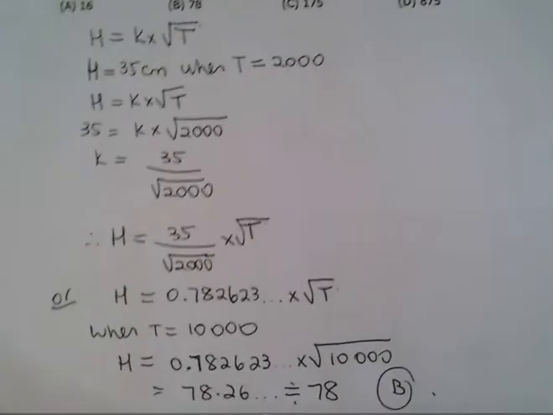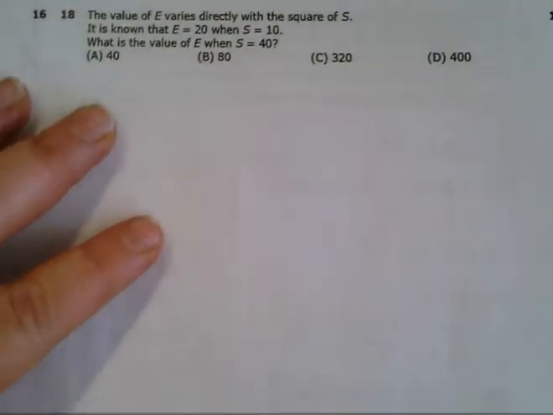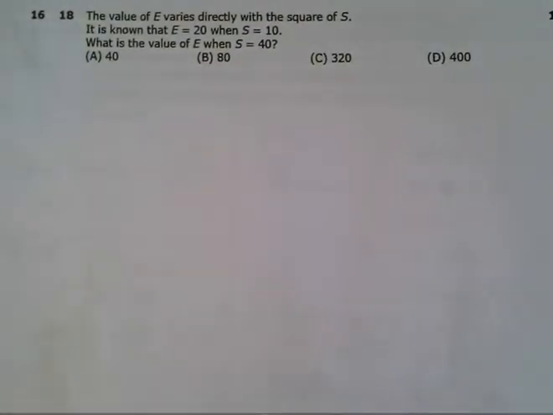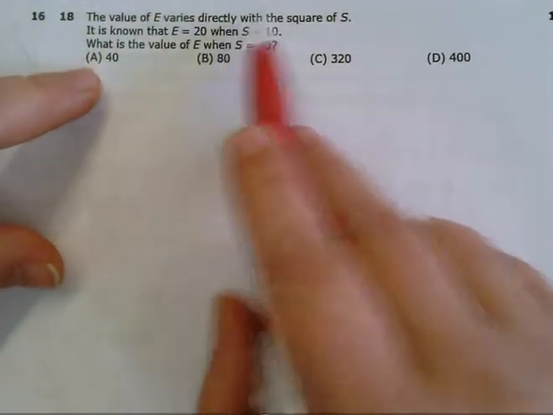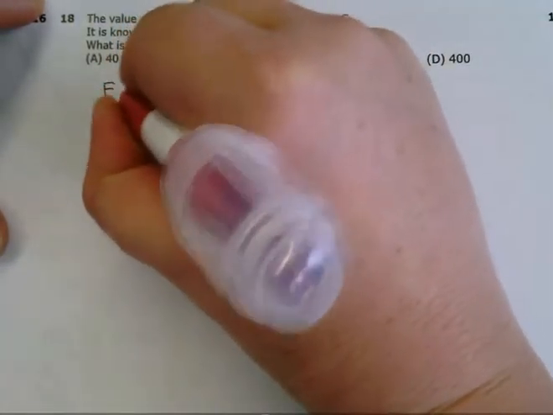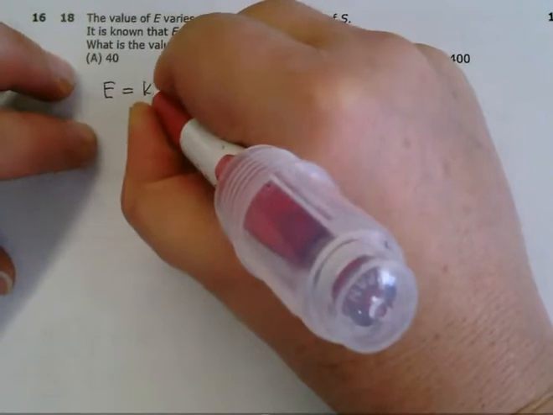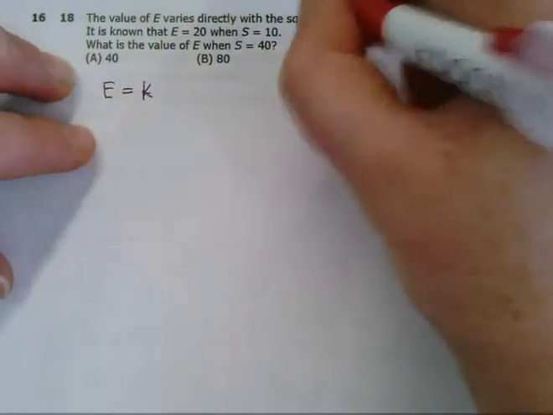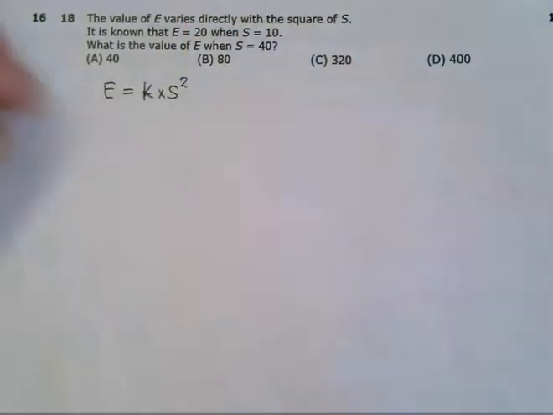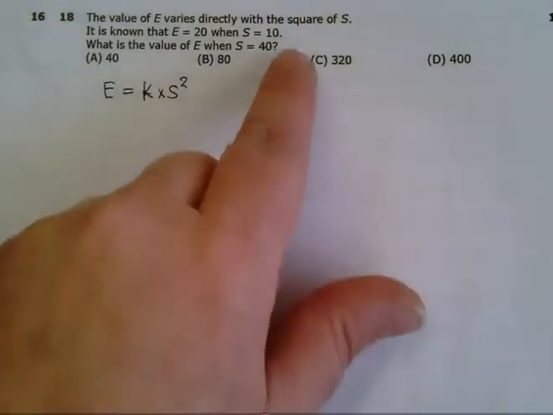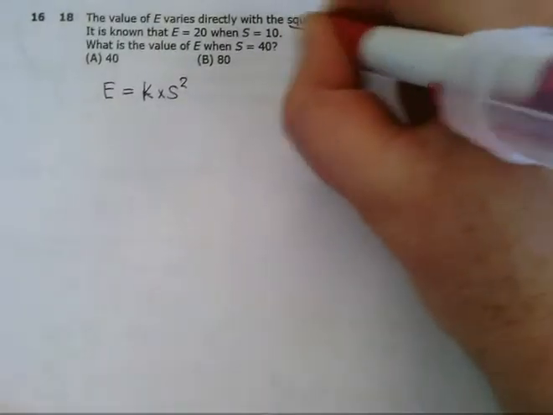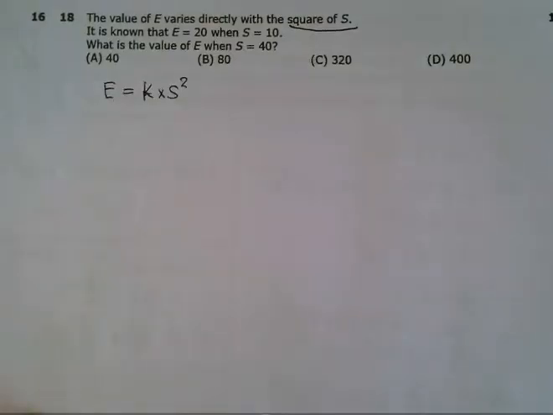That is a multiple choice question. Write the first step. Do you think you know what to do after that? E varies directly with the square of S. What do we write? E equals K, no, times S squared. The K is never squared. The square of S, not the square root, the square of S.